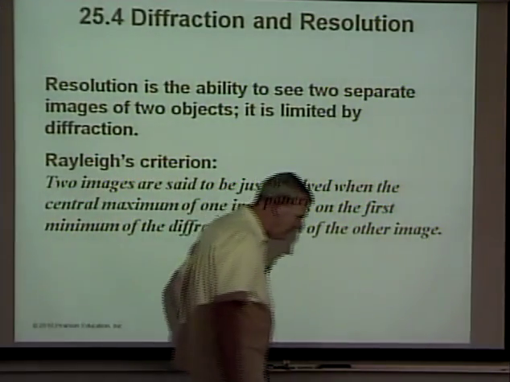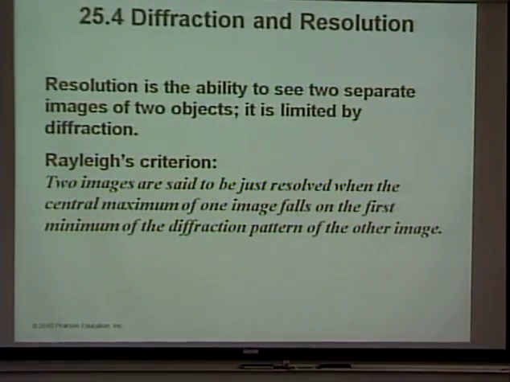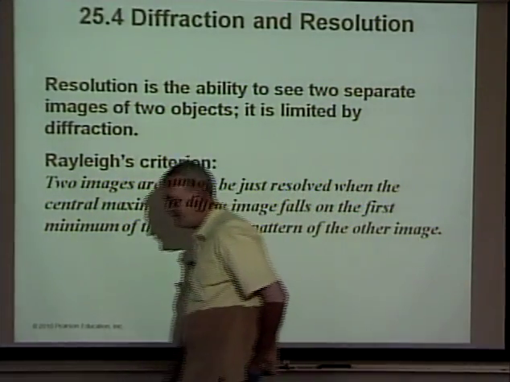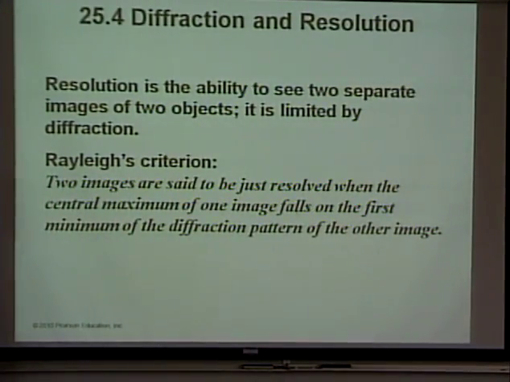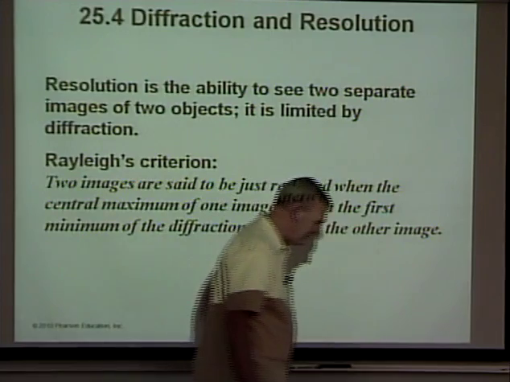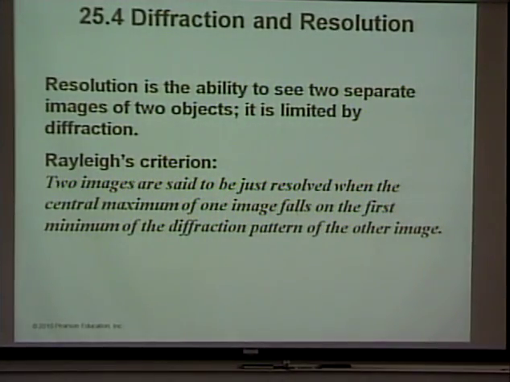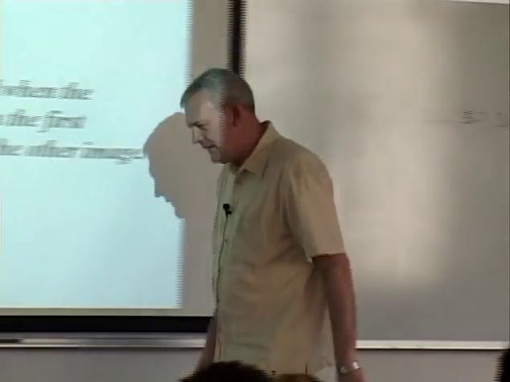And let's talk about resolving distance, and then let's do a couple of these problems here. Resolution is the ability to see two separate images of two objects, and it is limited by diffraction. Two images are said to be just resolved when the central maximum of one image falls on the first minimum of the diffraction pattern of the second image. Remember, we had those diffraction patterns with the two maximums, and when their two minimums overlap, that's when they become just resolved.